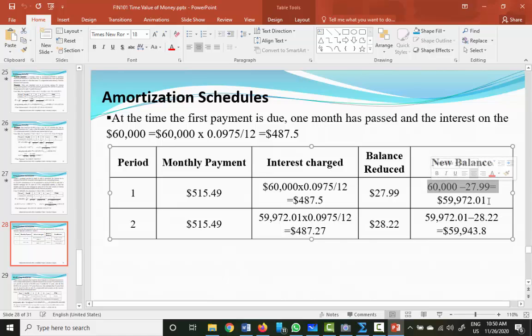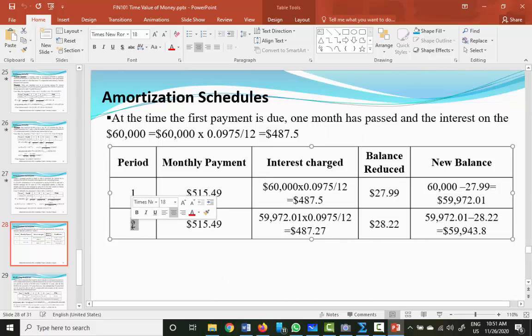So the initial loan balance is $60,000. From that, $27.99 will be deducted. So that means you actually paid off $27.99 of the loan. This is the amount of interest you have paid, and this is the amount of dollars you have paid off the loan. So the loan balance will reduce by this amount, and this will be the new loan balance after the first month.